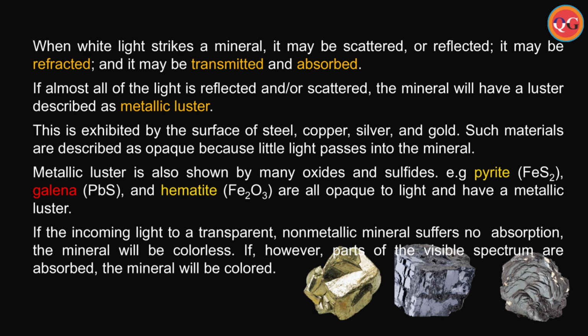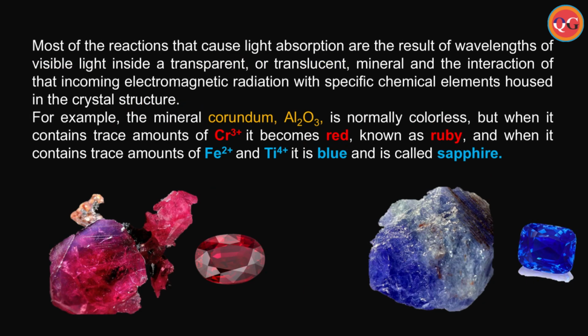If the incoming light to a transparent, non-metallic mineral suffers no absorption, the mineral will be colorless. If, however, parts of the visible spectrum are absorbed, the mineral will be colored.